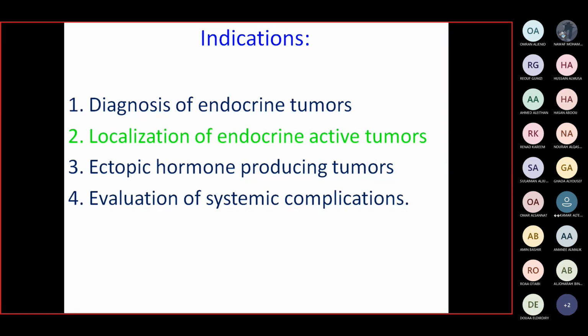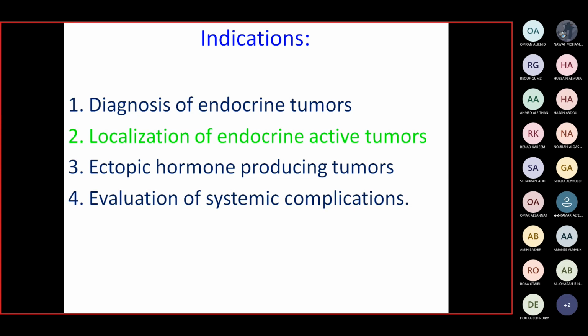In general, what are the indications for imaging of the endocrine system, for any glands? These are the general indications for imaging of the endocrine system. First, in the diagnosis of endocrine tumors. Many endocrine tumors can be diagnosed by the different imaging modalities, for example tumors in the pancreas, thyroid, adrenal gland, and so on.